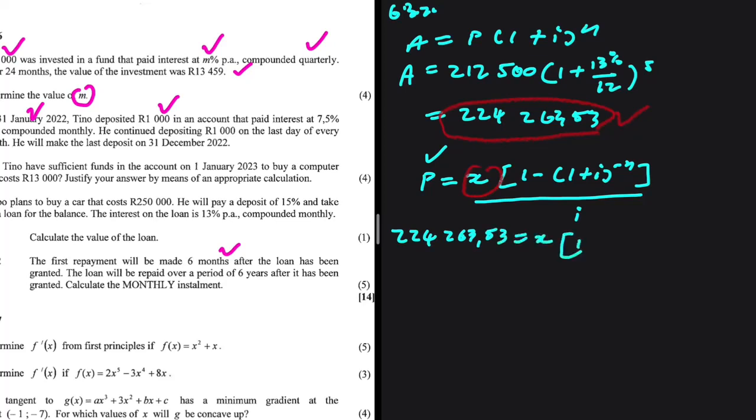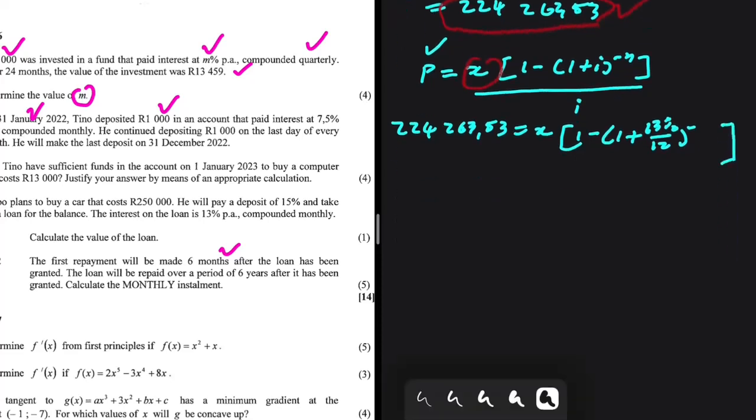Everything multiplied by 1 minus (1 plus the interest, 13% divided by 12), everything to the power minus n. So let's make sense of that minus n. He's repaying the loan in 6 years, right? Let's concentrate on the first year. There's something that is happening there in the first year.